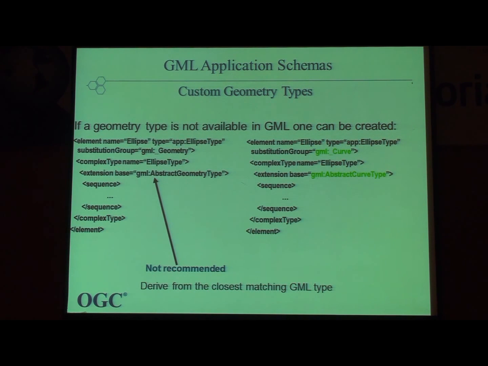In creating application schemas, if you don't find a geometry type available, you can create your own. So the example is the ellipse here. Now, when doing that, basically you should derive from the most appropriate GML type. Not something generic like abstract geometry, but derive it from a curve and use the abstract curve type. So if the thing you're creating is a curve, then you derive from the closest matching GML type.